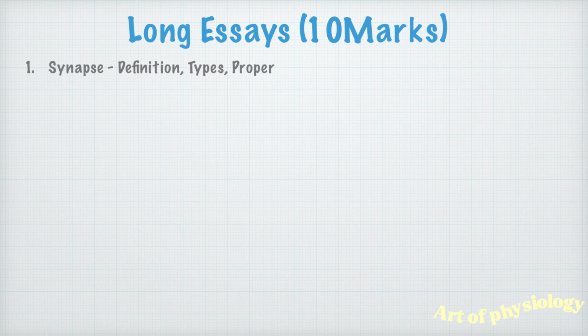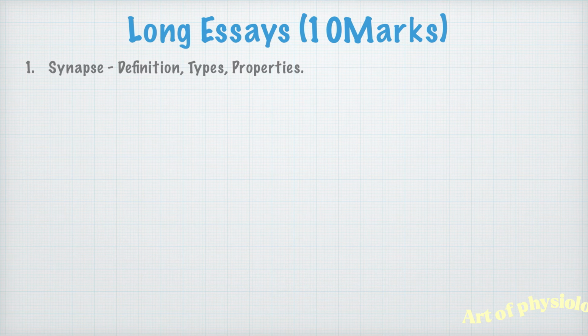So first, for long essay, for 10 marks, the first important topic is synapse. You should not miss synapse: the definition of the synapse, types of synapse, all the properties of synapse you should study, including inhibition also. If this question is asked, you have to write the definition, the types, the properties. And if you are writing about the properties, you should draw diagrams for each property and explain. So it will be very easy to convey your idea.